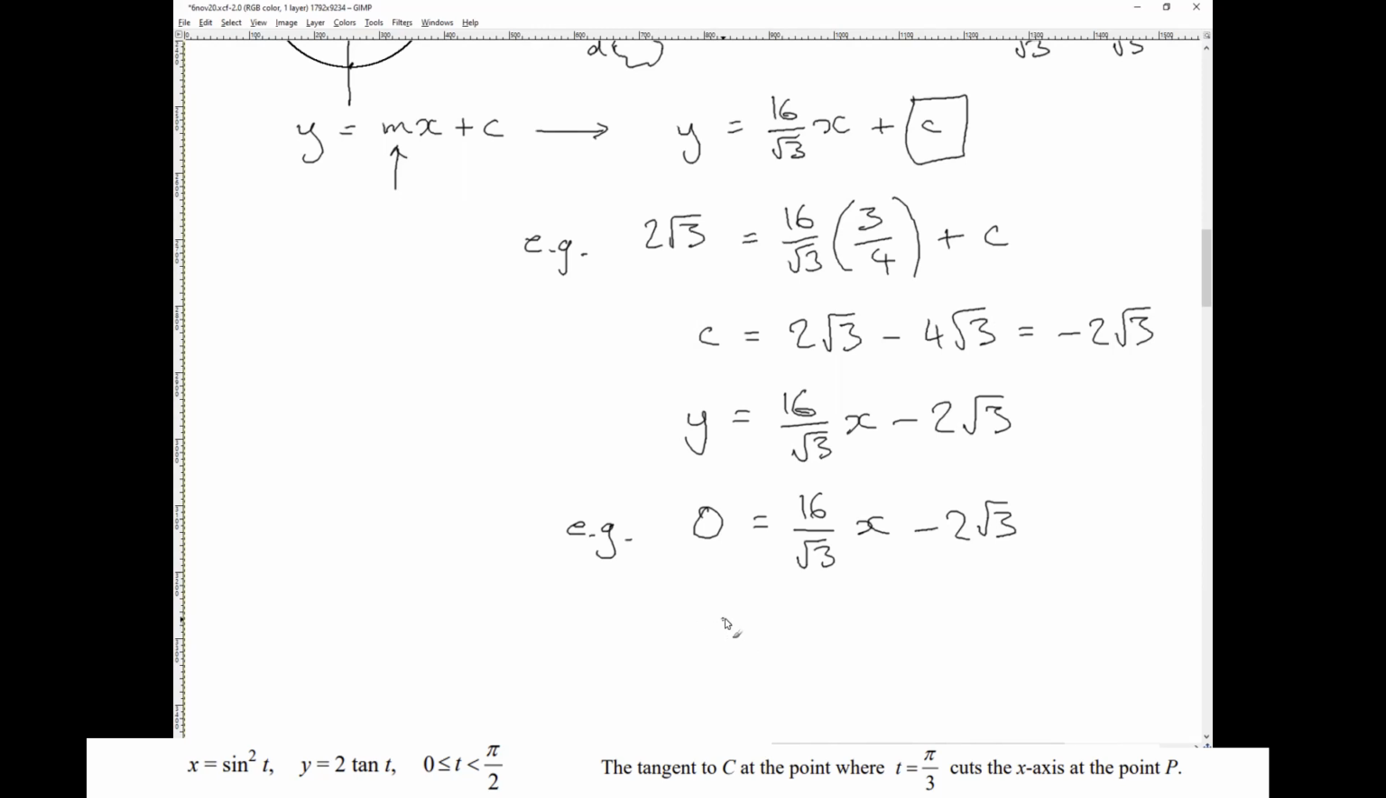Yes, sorry, that is a perfectly good way of putting it, isn't it? Yeah, 2 root 3 over 16 over root 3. So I'm saying 2 root 3 divided by 16 over root 3. And dividing by 16 over root 3 is like doing what? Times by root 3 over 16. Exactly, that's the way to put it. So x is going to be 2 root 3 times root 3 over 16.